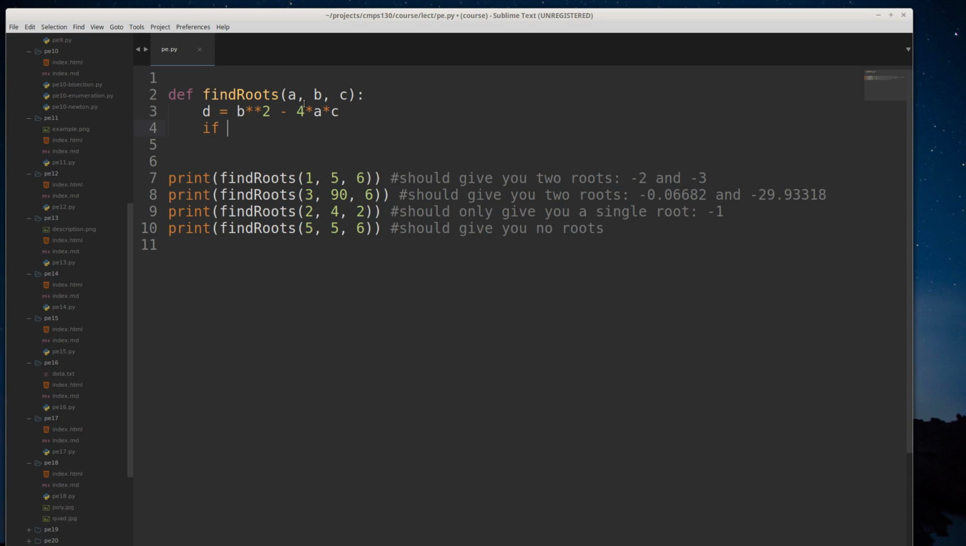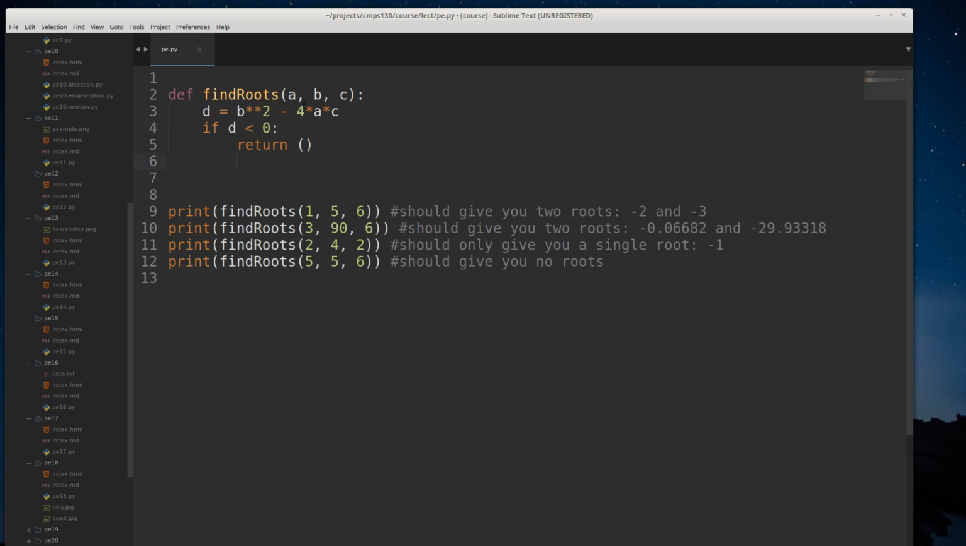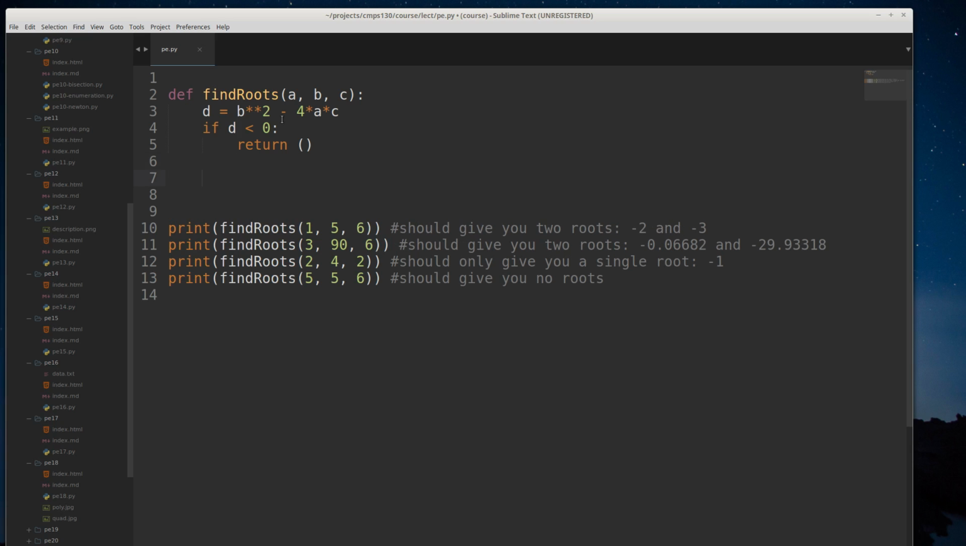If that's negative, we will return an empty tuple. Okay, and in fact, if I just return, well, I'll keep it that way. And otherwise, D could be either positive, in which case we would have multiple roots, or it could be 0. All right, so let's deal with the case that it's 0.